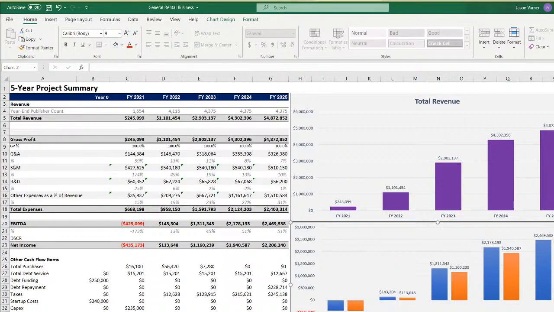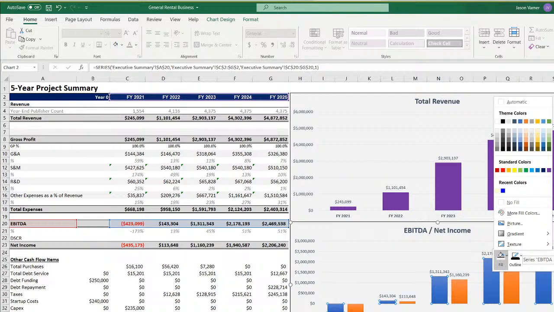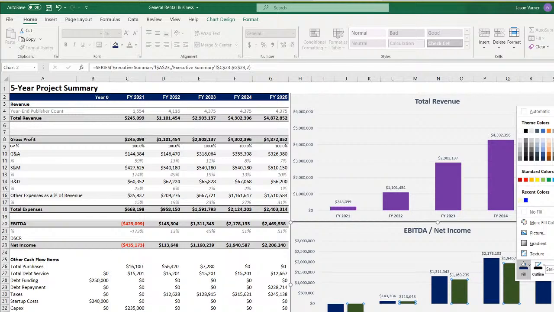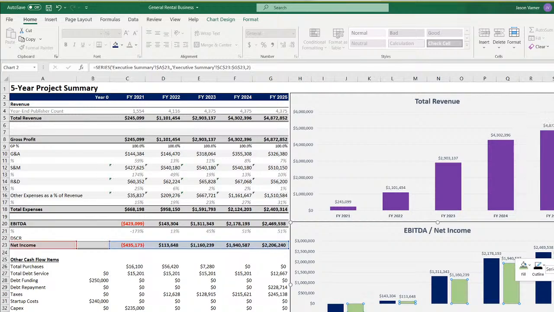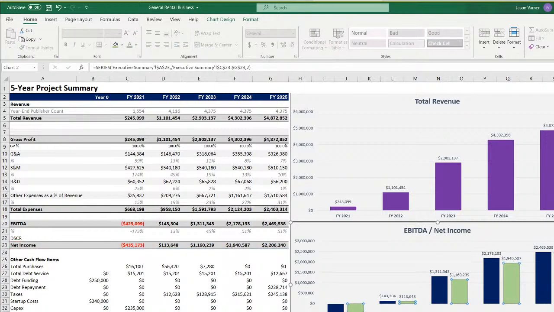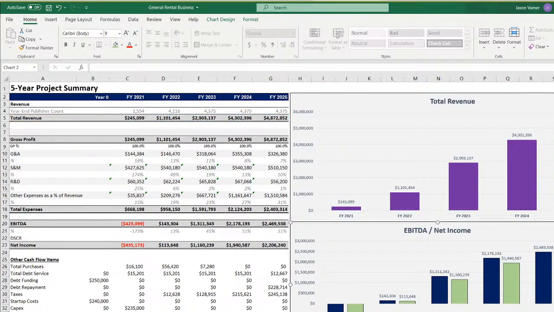Oh, what happened to the title? EBITDA, net income. Give us a different color here. I want that. And this is going to be light green. Do some borders. All right. Okay, extend these out a little bit.